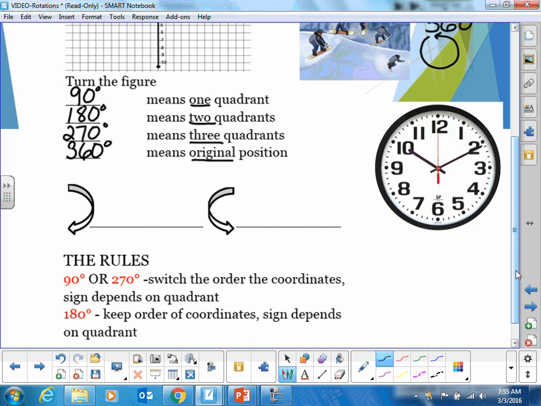I put a picture of a clock here because I wanted you to remember, if you're going to the right, what direction are you going? You're going clockwise or like a clock. If you're making the C, then you're going counterclockwise.